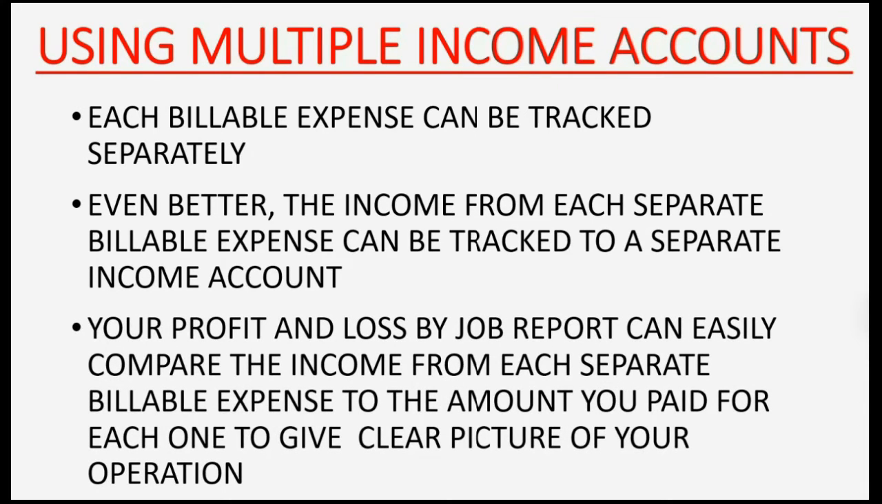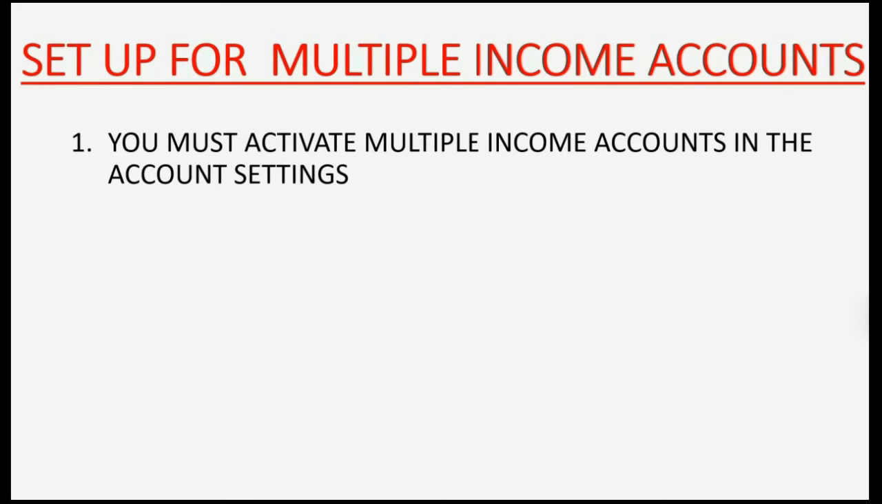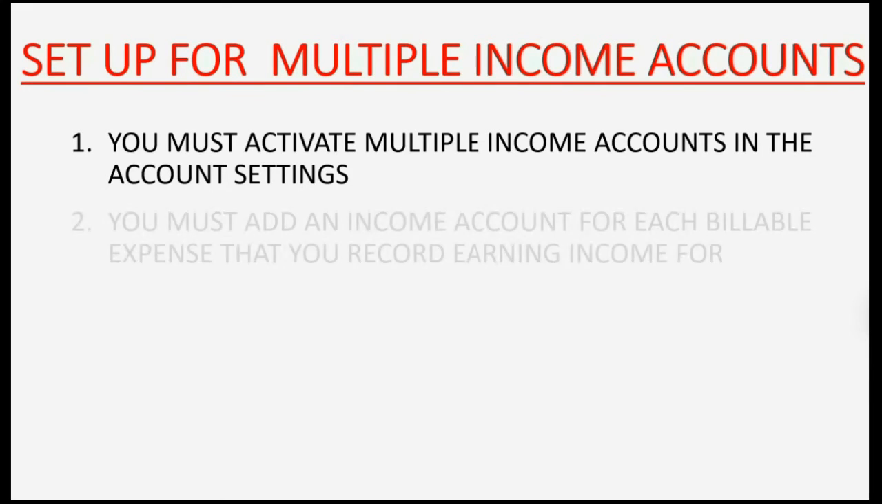Your profit and loss job report can easily compare the income from each separate billable expense to the amount you paid for each one to give a clear picture of your operation. So, if we set up for multiple income accounts, there are 3 simple steps. First, you must activate multiple income accounts in the account settings window. And we have been to the account settings window many times in this course.